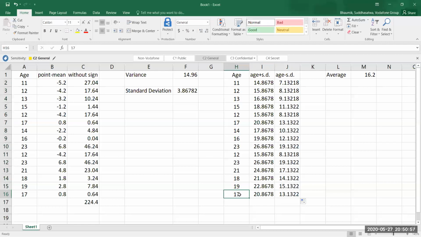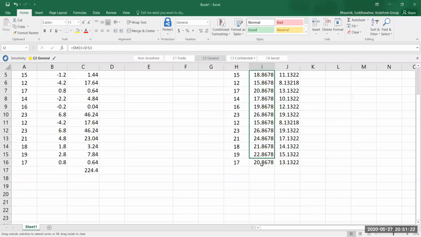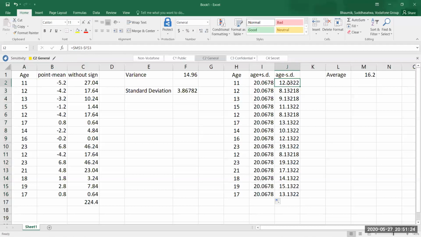So this value falls between the average. Oh no, sorry, I have made a mistake here. This should be $M$1. So plus is this and minus is this, $M$1. All the values of this kind of range data are going to fall between this range.